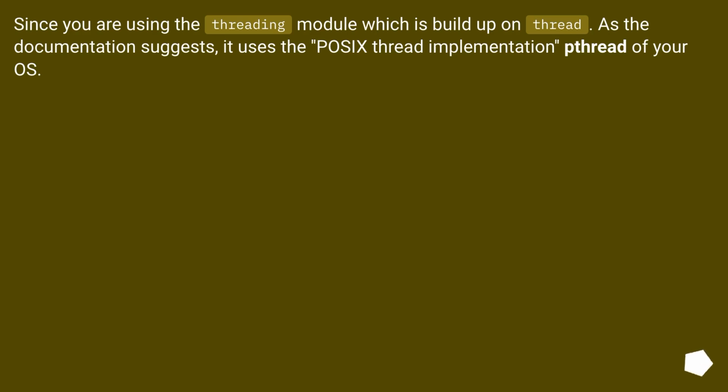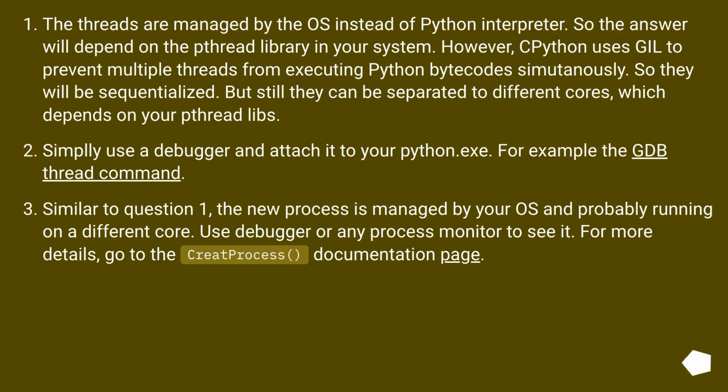Since you are using the threading module which is built on top of thread, as the documentation suggests, it uses the POSIX thread implementation of your OS. The threads are managed by the OS instead of the Python interpreter. So the answer will depend on the thread library in your system. However, Python uses the GIL to prevent multiple threads from executing Python bytecode simultaneously, so they will be sequentialized. But still they can be separated to different cores, which depends on your thread libs.